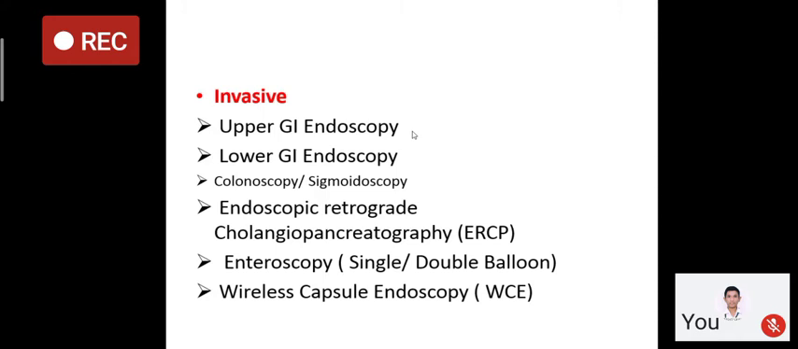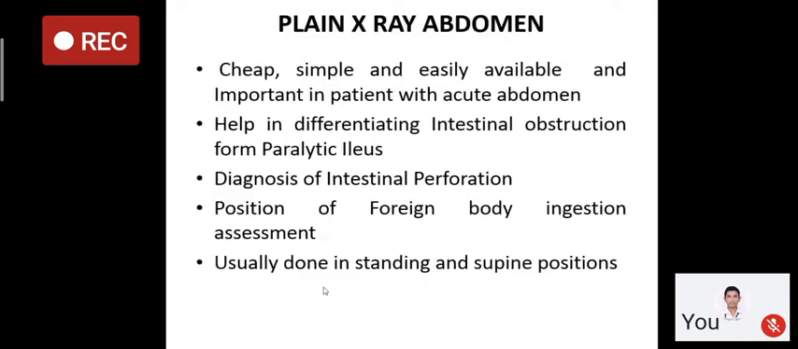Then there is endoscopic retrograde cholangiopancreatography, ERCP, enteroscopy, single or double balloon, and wireless capsule endoscopy. These two entities, enteroscopy and wireless capsule endoscopy, I think are beyond your scope. But just remember that these are entities pertaining to the gastrointestinal tract, so the terms should not be new to you. If somebody asks what enteroscopy and wireless capsule endoscopy are, you should just know about them.